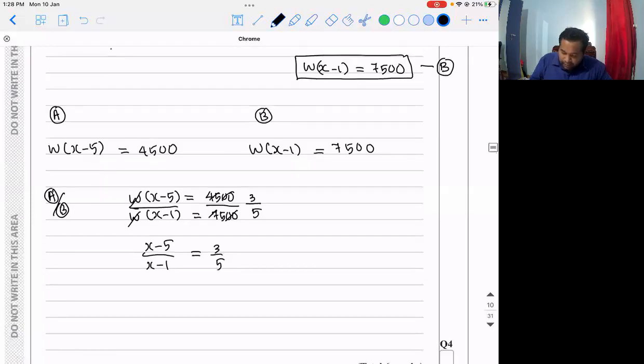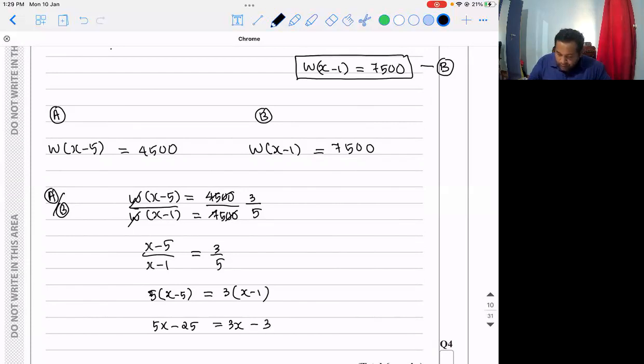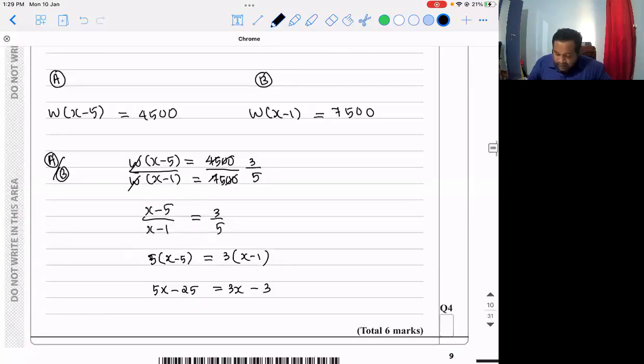So cross multiplying, 5 times (x minus 5) is equal to 3 times (x minus 1). So 5x minus 25 is equal to 3x minus 3. Then you simplify this and find the answer.